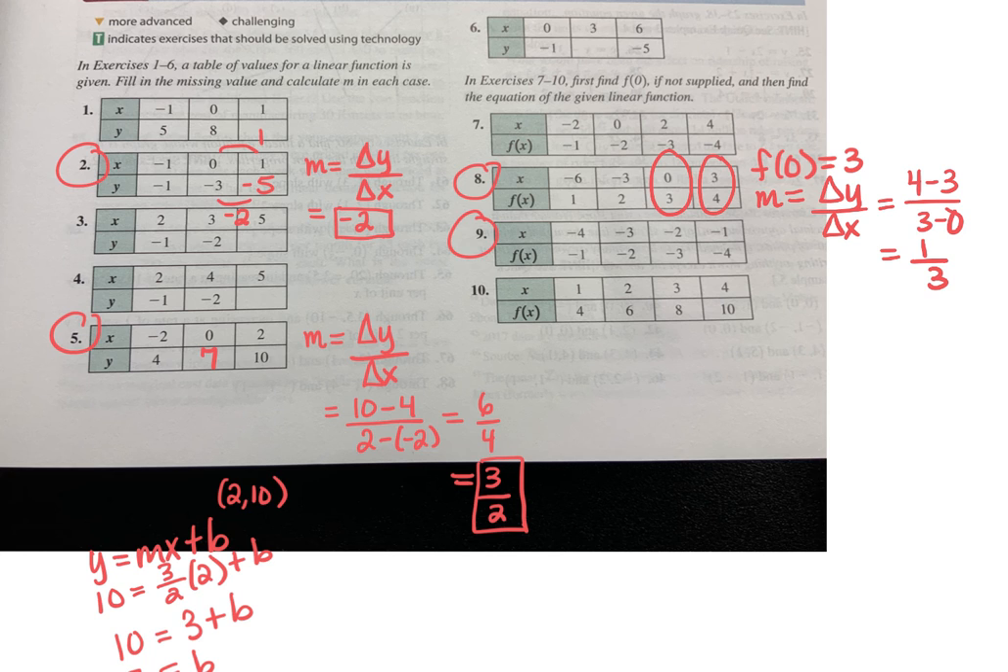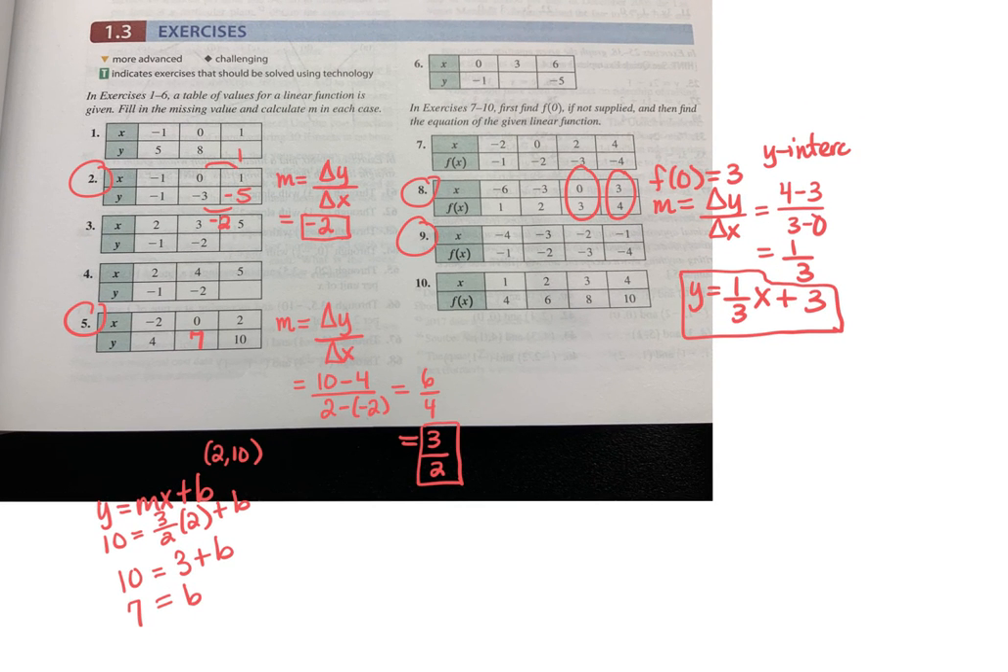Good. Now you put that into the equation. You already have your y-intercept, which is 3. So it would be y equals 1/3 x plus 3. You got it. Good. Y equals 1/3 x plus 3, because when we found f of 0, this told us our y-intercept is 3. Very good. Okay, so I think you can do number 9.